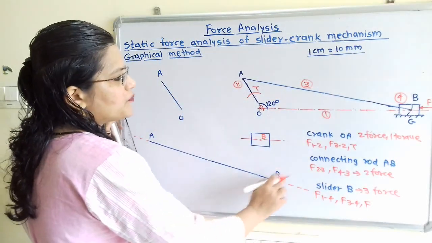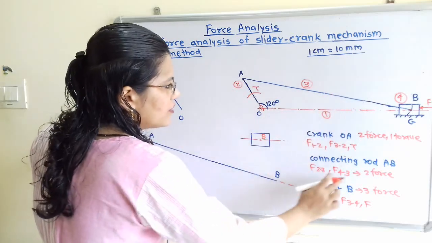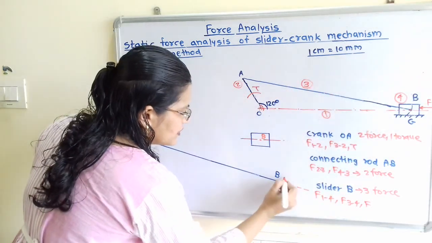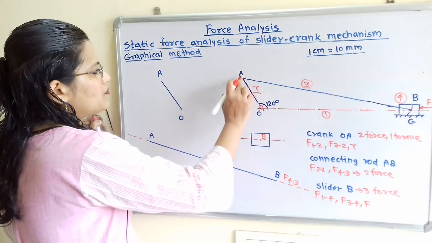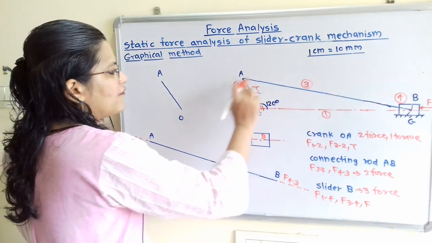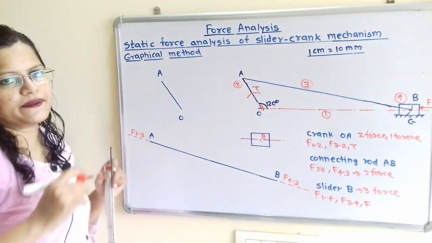So through this point B, which force is applied on this connecting rod? F of 4 to 3. So this is the line of action of force for F of 4 to 3. And through this point A, which force is applied? F of 2 to 3. So we have to show here F of 2 to 3.